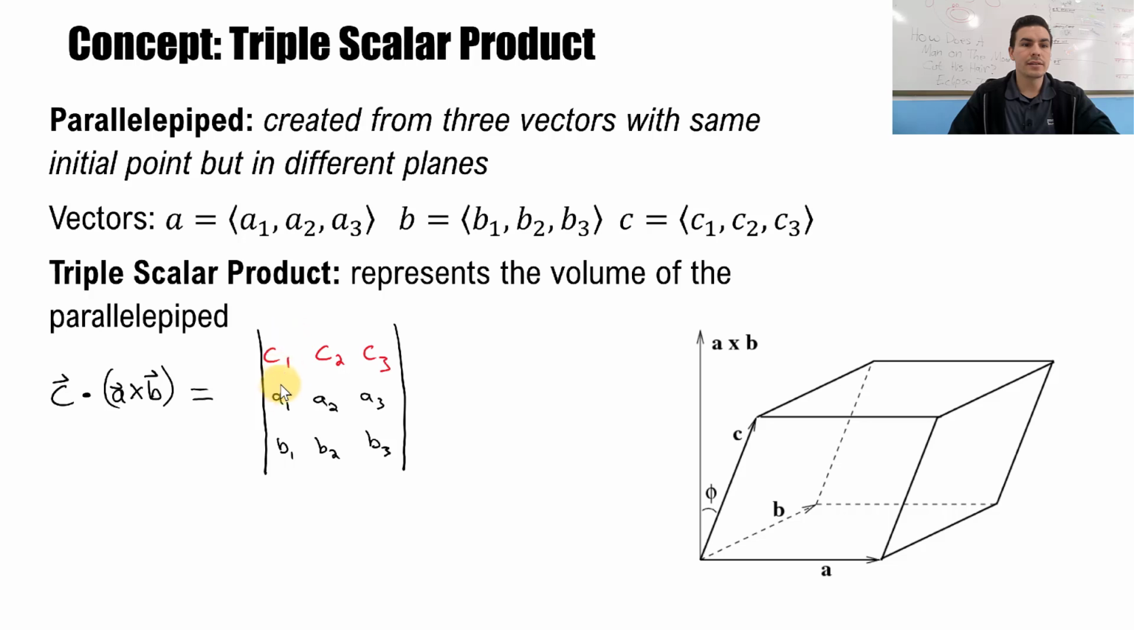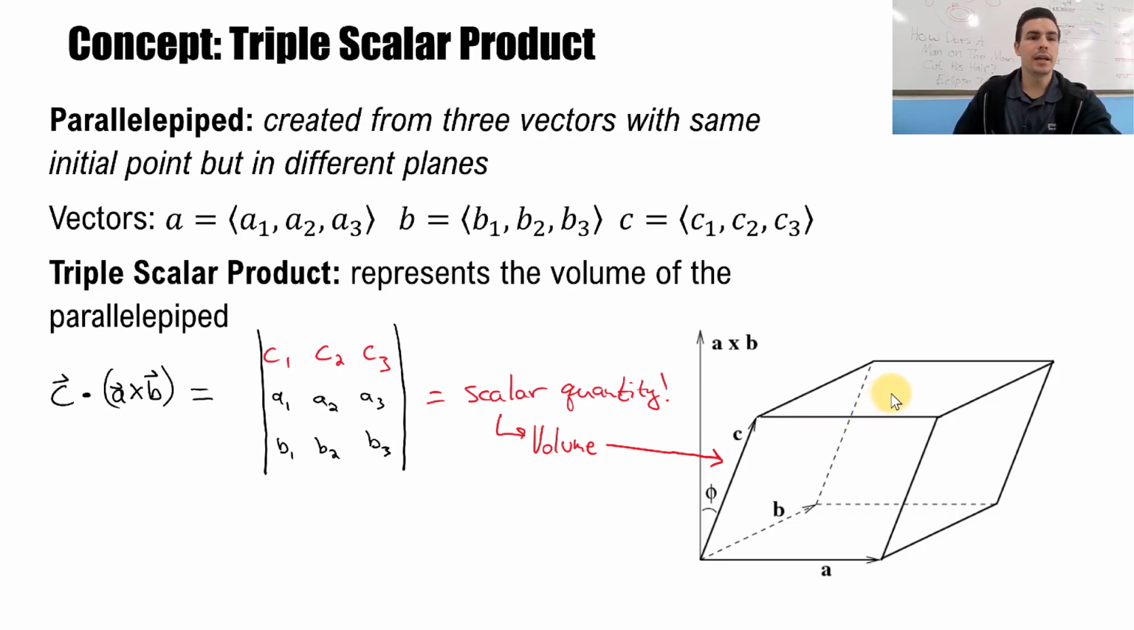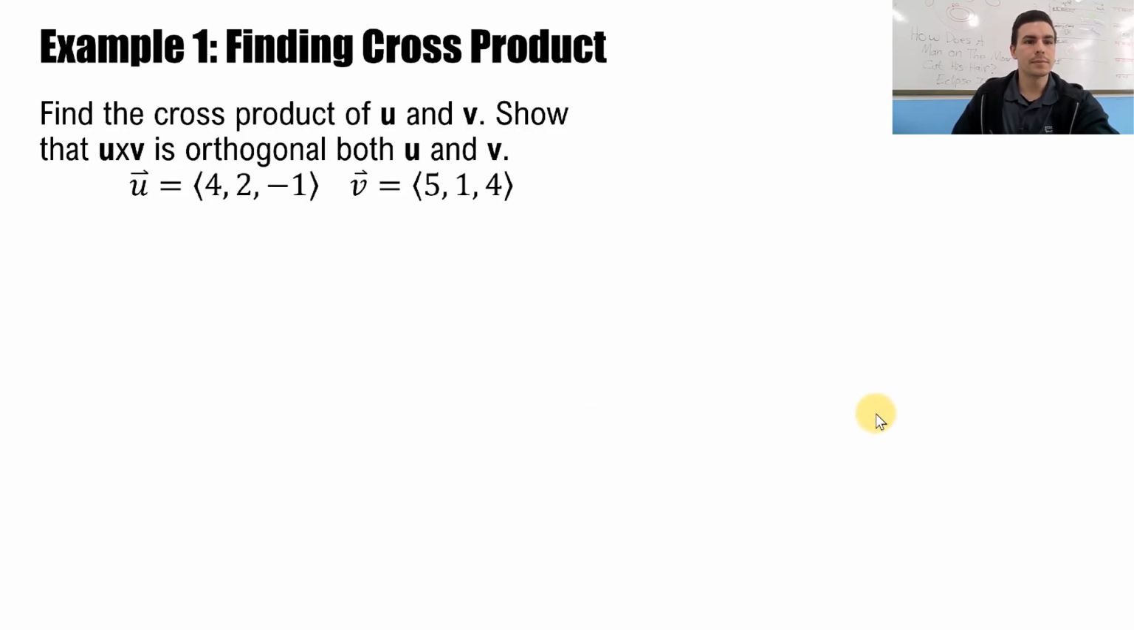Now notice here that since all I have here are component values, okay, there are no unit vectors, no vectors here in sight. So these are all just component values. So this is going to give me a scalar quantity. And that scalar quantity is going to be the volume of the shape that we have here, all right? So those are our three concepts. Let's go ahead and put these to practice with some examples.